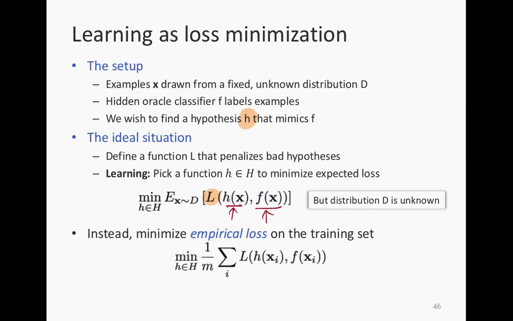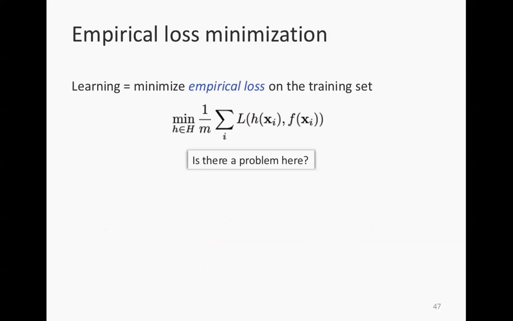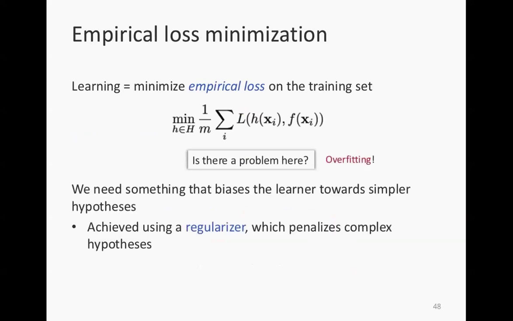In an ideal world, you want to minimize the expected loss, but unfortunately, you can't possibly compute an expectation over this distribution that's unknown. Instead, we minimize the empirical loss on the training set. We've seen this before. Hopefully, this seems familiar. But minimizing the empirical loss by itself is a problem because you can overfit, and you need something that guides the learner towards hypotheses that avoid overfitting. One idea to avoid overfitting is to use simpler hypotheses. In other words, you can penalize complexity, and you can do that by using something called a regularizer.